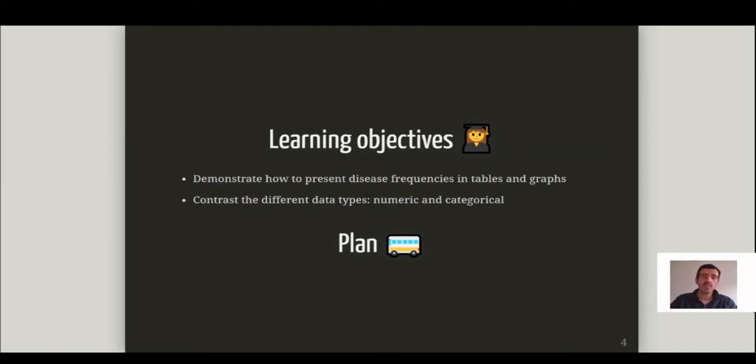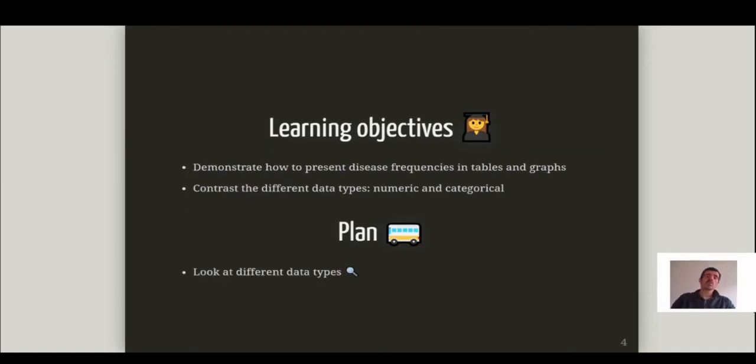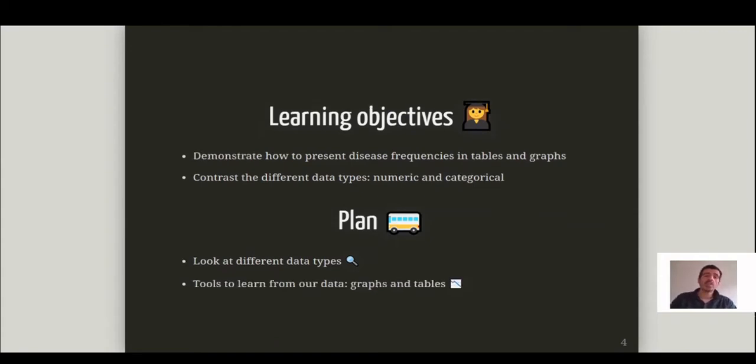So what is the plan? The plan is that we are going to look at the different data types we have, which are the characteristics of these different data types, and we're going to see how we can summarize or describe our data so we can learn from this data and give this data some voice, for instance.